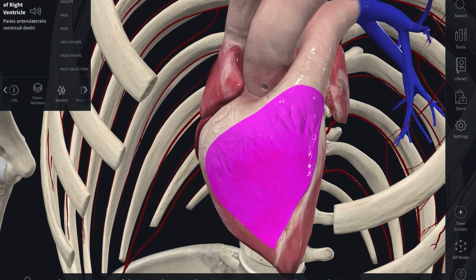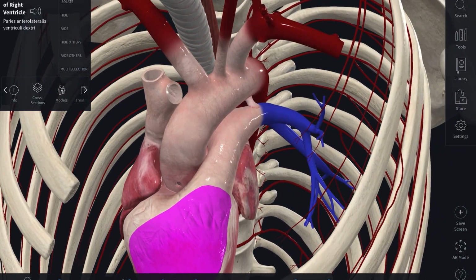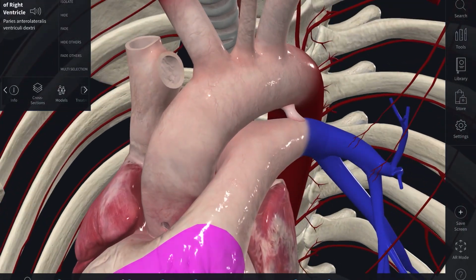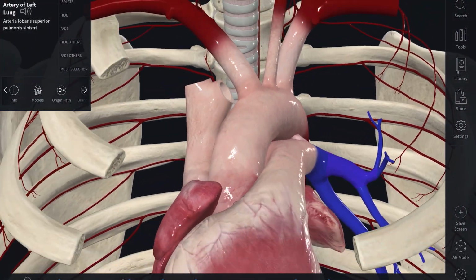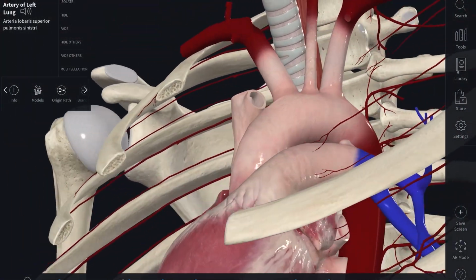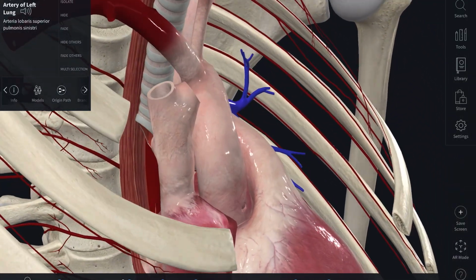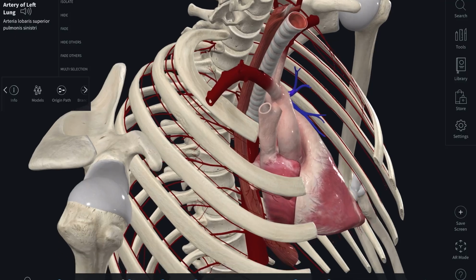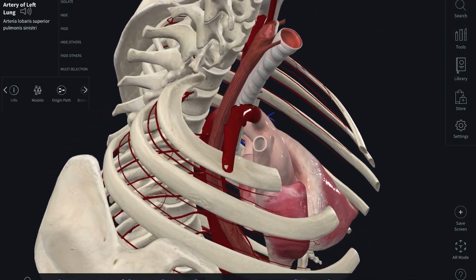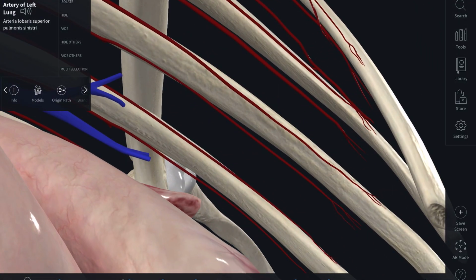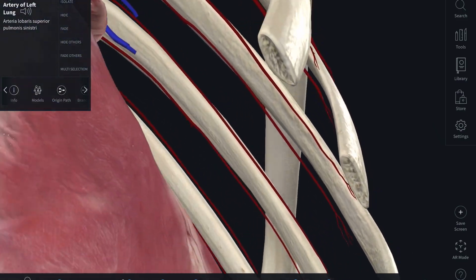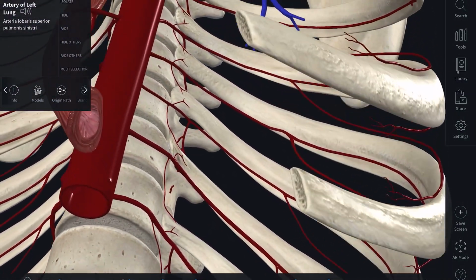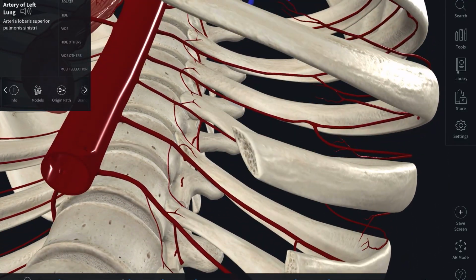Let's go ahead and get rid of this. Well, we'll just keep it. It'll be too much to take it all out. Now we can start to see, if we look inside the thoracic cavity, we've got all of these arteries running down in the ribs. I keep rotating. Hopefully I'm not making you sick. I apologize.